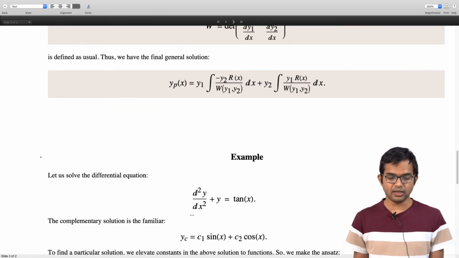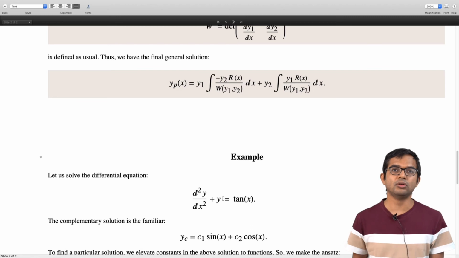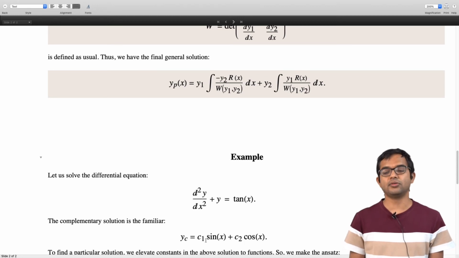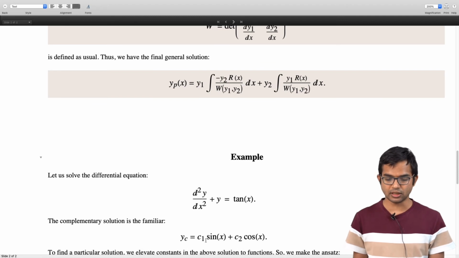So the complementary solution is the familiar sine. So that is, you are solving for d squared y by dx squared plus y is equal to 0. That's the simplest differential equation, perhaps the first differential equation we all know, whose solution we are aware of from high school days, which is just C1 sine of x plus C2 cosine of x. So both the sine and the cosine will appear.